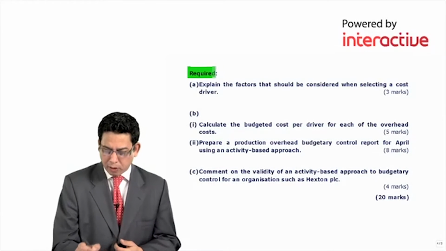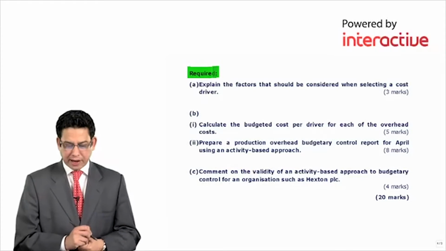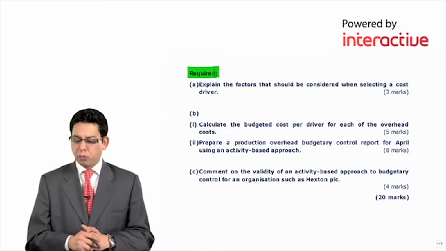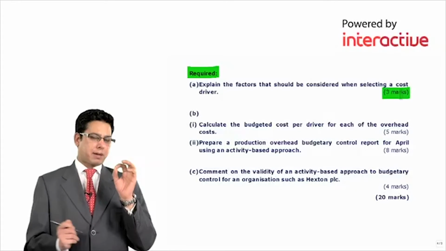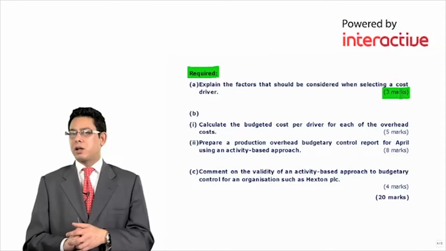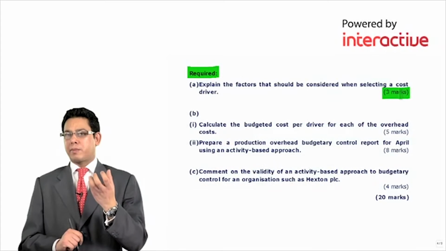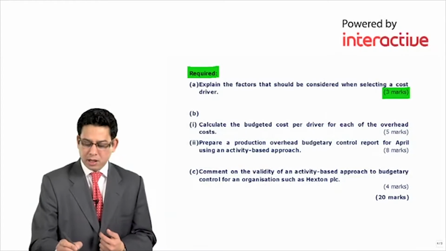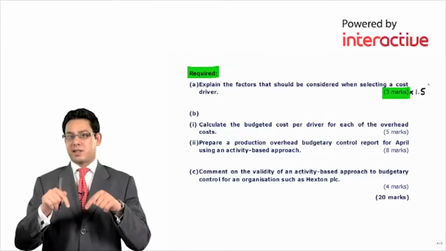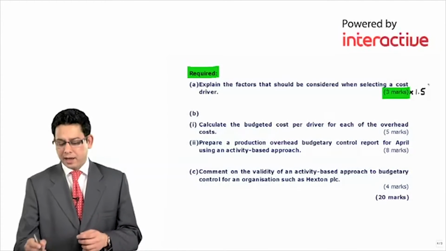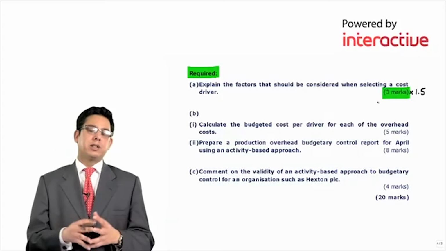Question number 1 is requirement A. Explain the factors that should be considered when selecting a cost driver. And that's for 3 marks. Always remember, as far as theoretical content and discursive requirements are concerned, always multiply the marks by 1.5 as far as this paper is concerned. And that would tell you how many minutes you have.